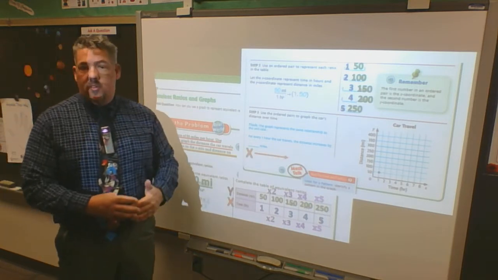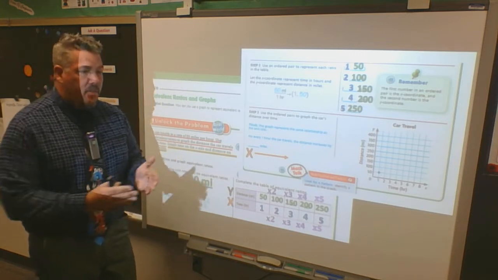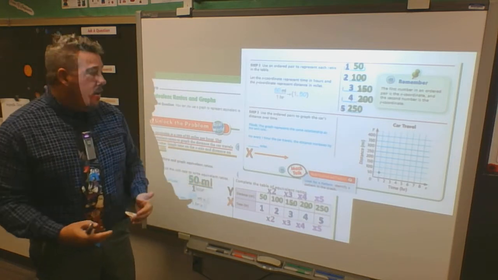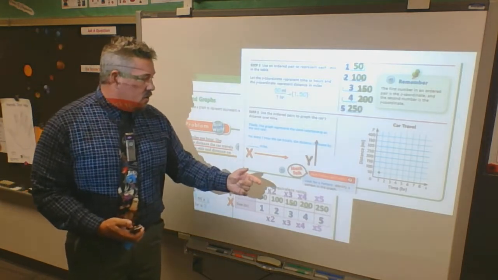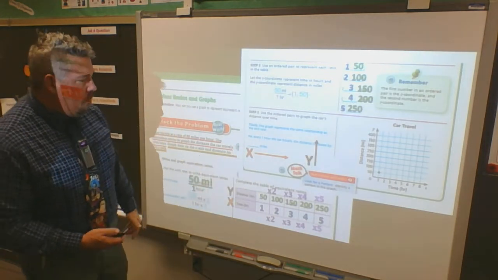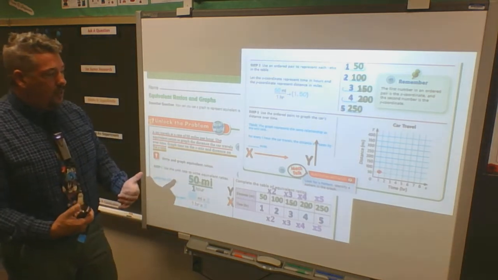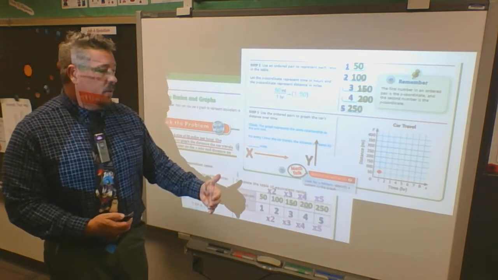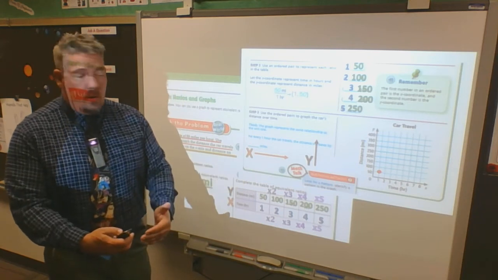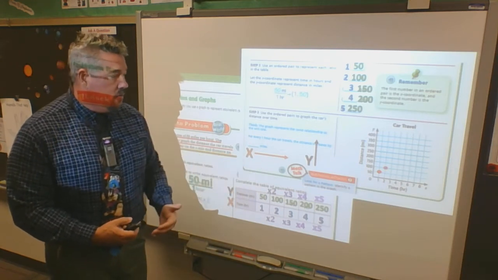Now on this, it's just in quadrant 1 because everything's going forward as a positive and everything's going up as a positive. So my X's are going to go forward, my Y's are going to go up, and I'm just going to plot them. So I went 1 and then I jump up to the 50. My next one is going to 2 and I'm going to jump up to 100.